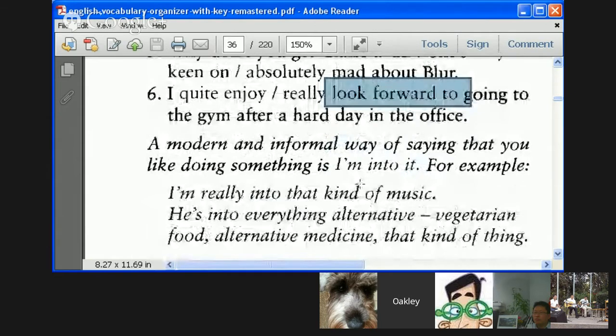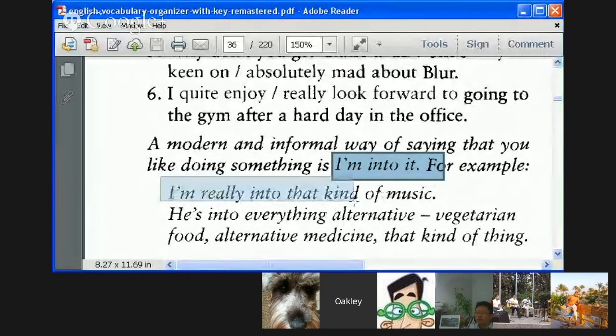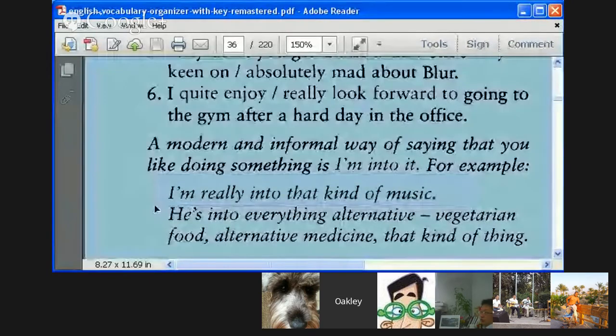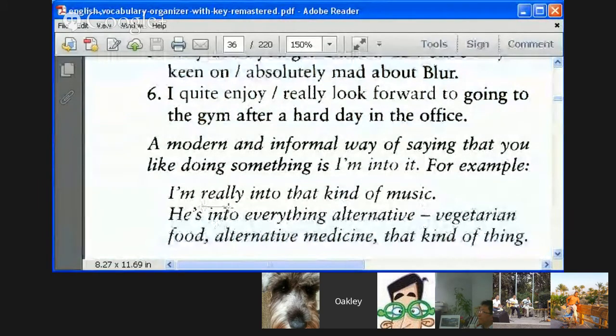Also, IELTS and TOEFL gold. Here it is. I'm into it. It's slang. It's uncommon language. This is really good. I'm really into that kind of music. He's into everything alternative. Okay. He's into. If you're into something, this is a slang, idiomatic way to say that you enjoy something, that you like something, and this also is English test gold in TOEFL and IELTS. Really good way to express that you like something.